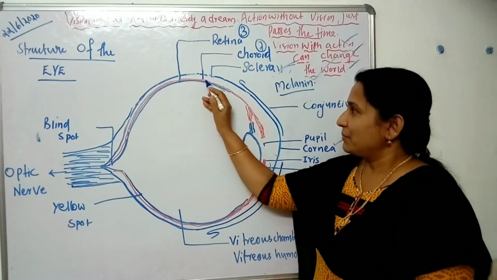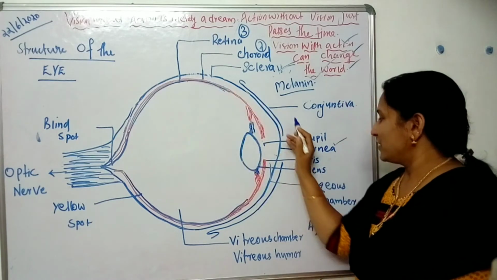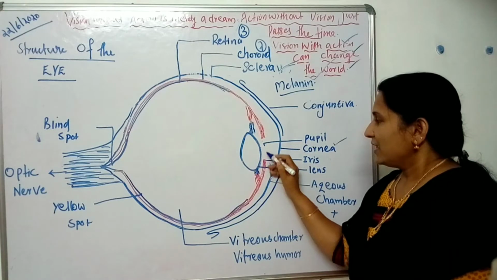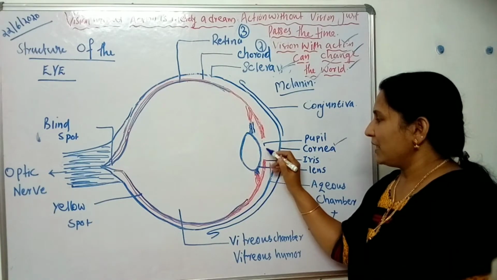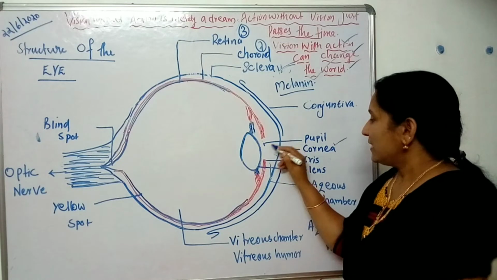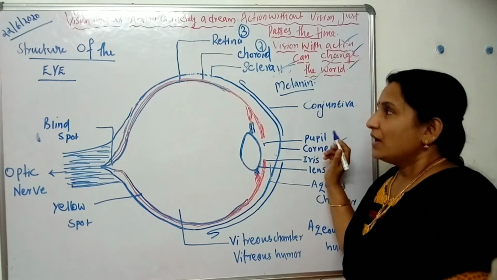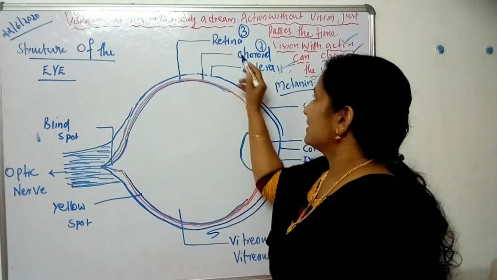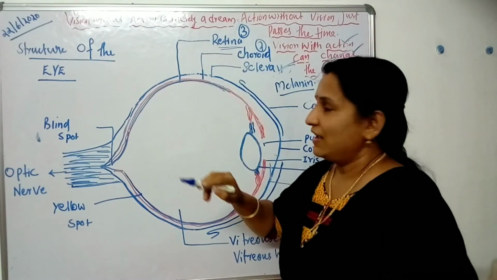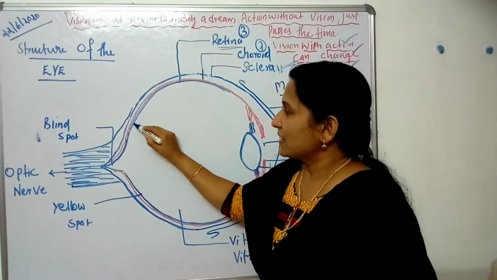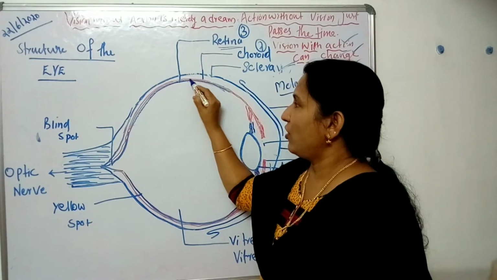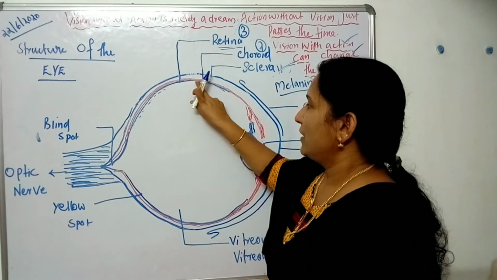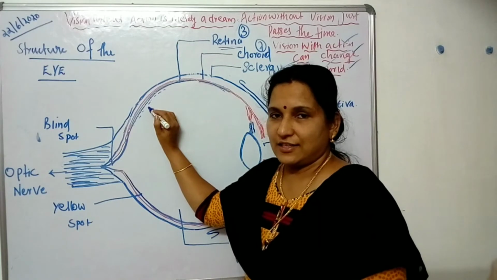So choroid is the middle layer. Front portion of the choroid is known as the iris. In the iris, we can see there is an opening or aperture. That is known as the pupil. Then what about the third layer? Yes, the third layer is known as retina. Images are formed in this retina. Third layer, or the innermost layer, is known as retina. Images are formed in this retina.